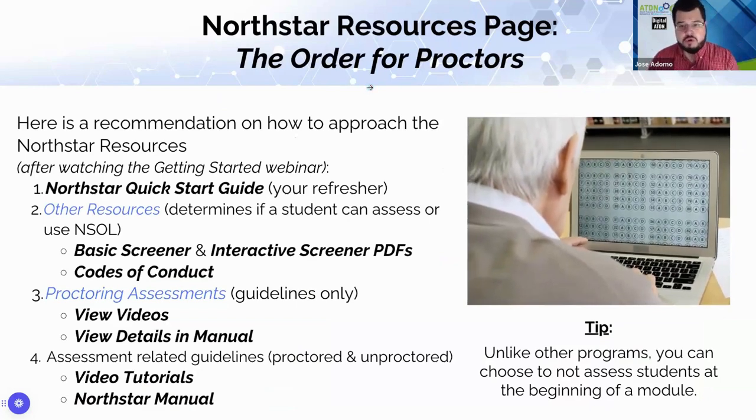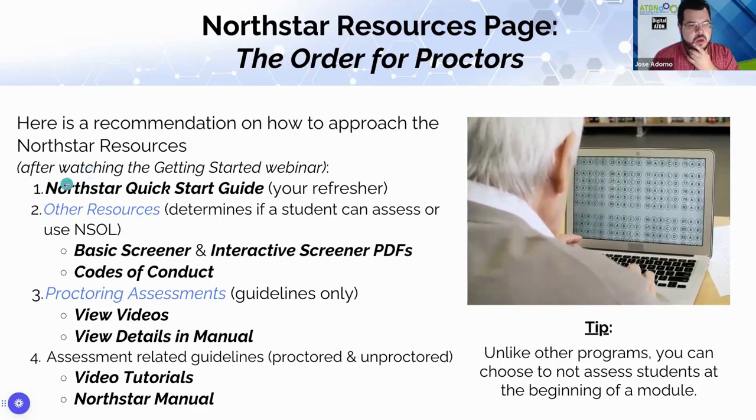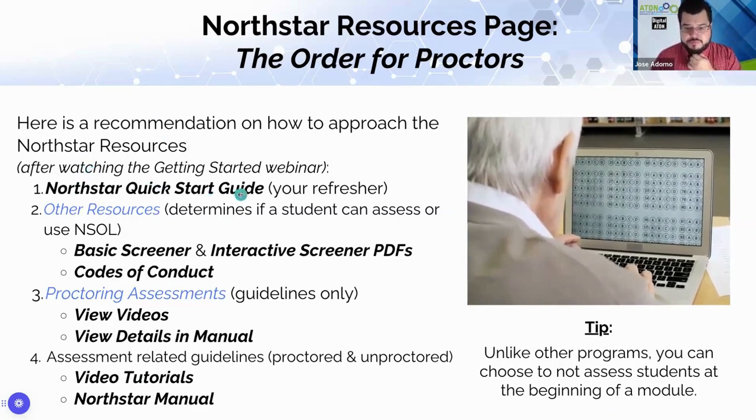So this will be the order for proctors. Okay, this will be, again, a recommendation. You're going to have the Northstar Quick Start Guide as your refresher. You're going to have the other resources here, which could help you determine if a student can assess or use ENSO. So you're going to have a basic screener and interactive screener PDFs. The basic screener is for a whole group, and then the interactive screener is for one-to-one, if I'm not mistaken.